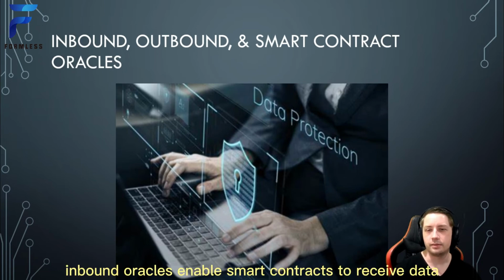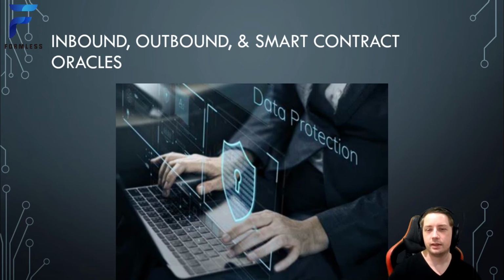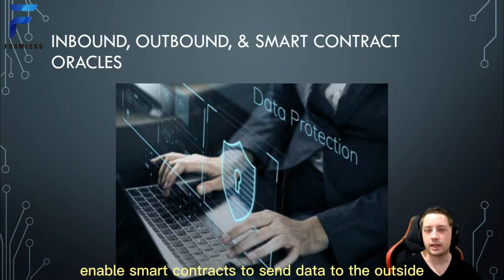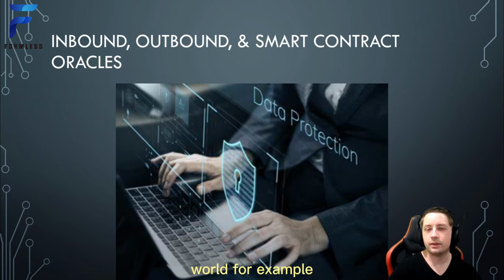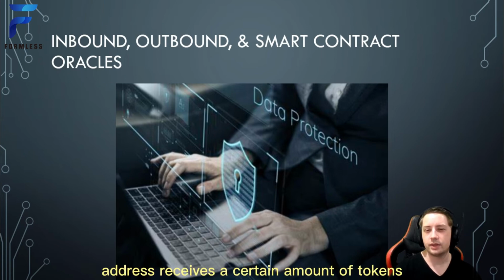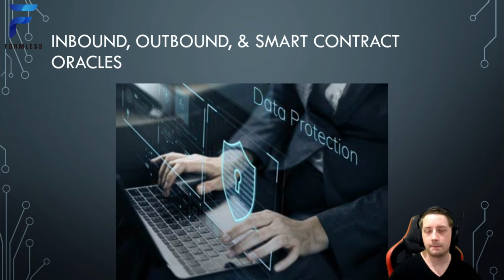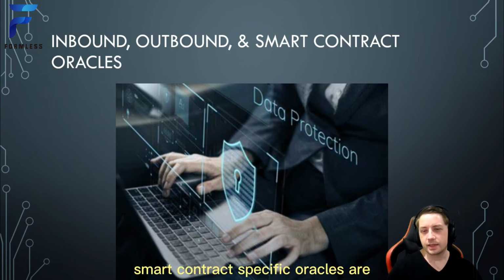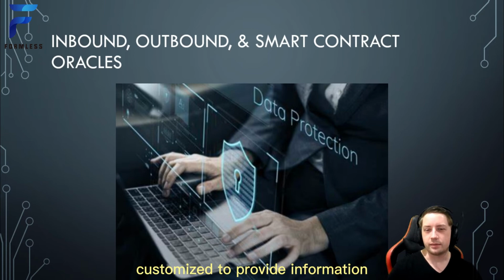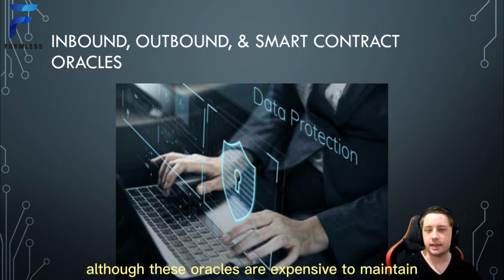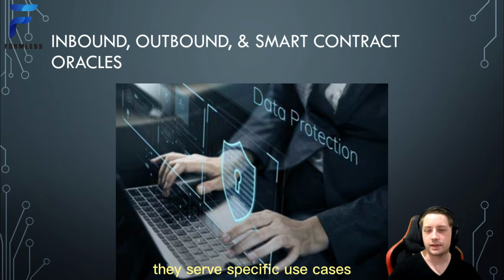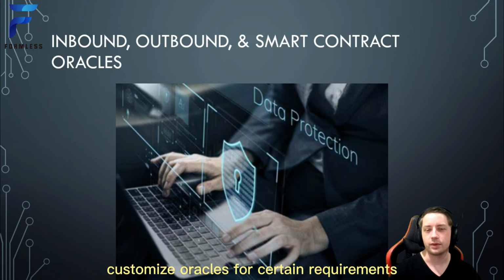Inbound oracles enable smart contracts to receive data from the outside world. Instead, outbound oracles enable smart contracts to send data to the outside world. For example, when a blockchain address receives a certain amount of tokens, something can be activated in the outside world. Smart contract specific oracles are customized to provide information to individual smart contracts. Although these oracles are expensive to maintain, they serve specific use cases, so they provide a flexible environment for developers where they can customize oracles for certain requirements.